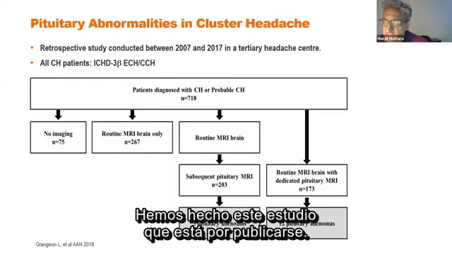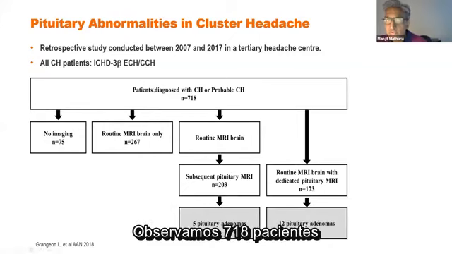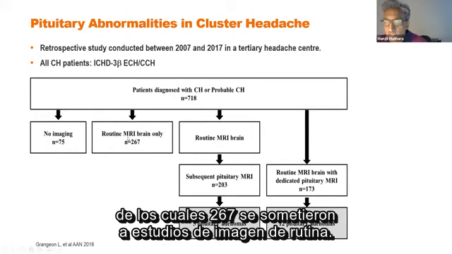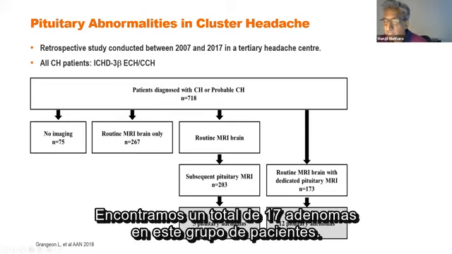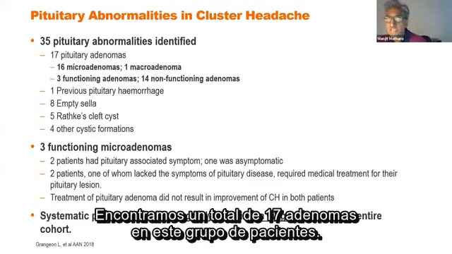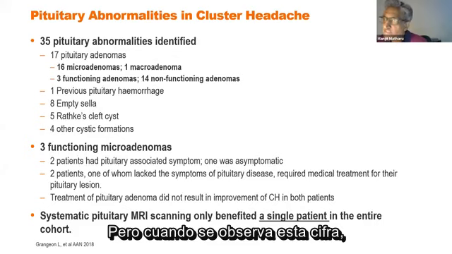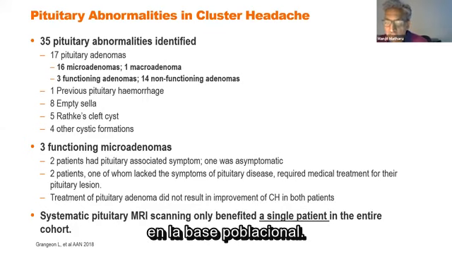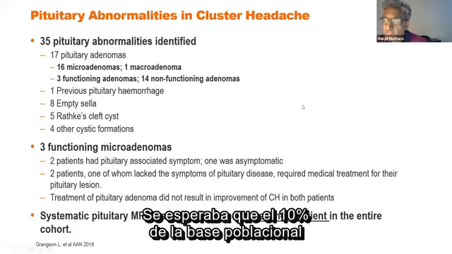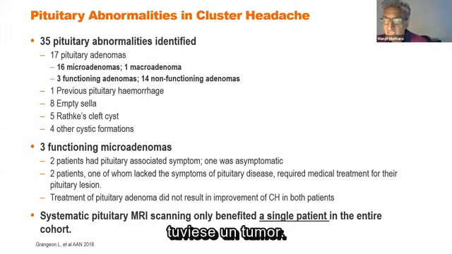So we have just done this study, which is just about to be published. We looked at a large cohort of patients, 718 patients, of whom 267 had routine imaging, and with the rest we were able to get imaging of the pituitary done as well. And we picked up a total of 17 adenomas in this patient group. But when you look at this number, it is no higher than what you would expect to see in the base population. The base population would be that about 10% of the population would be expected to have a tumor.